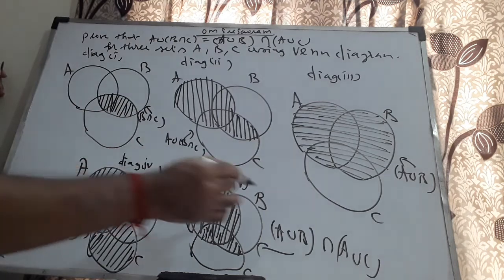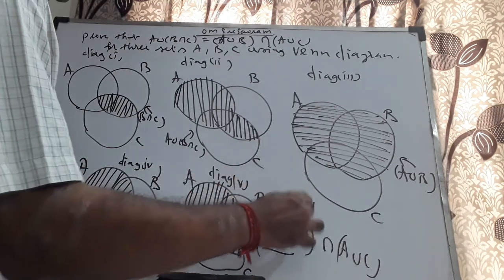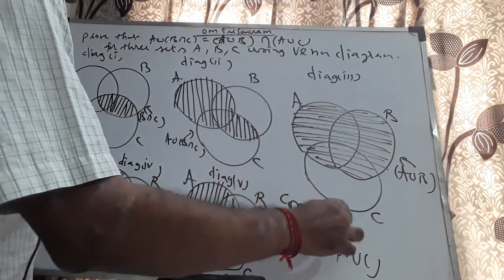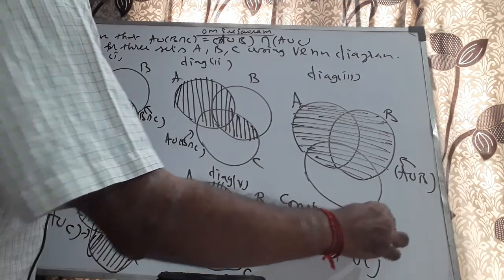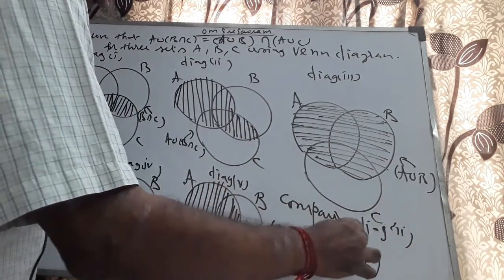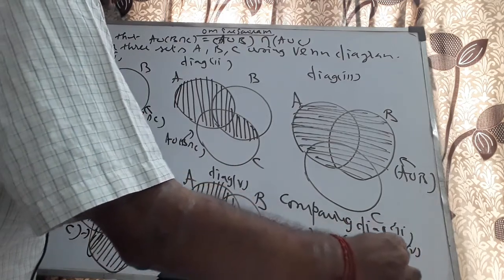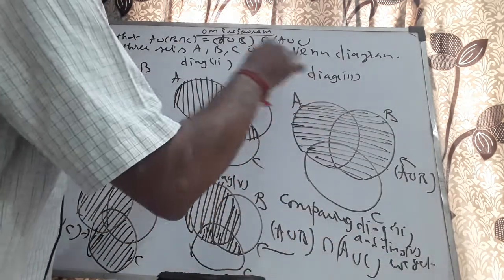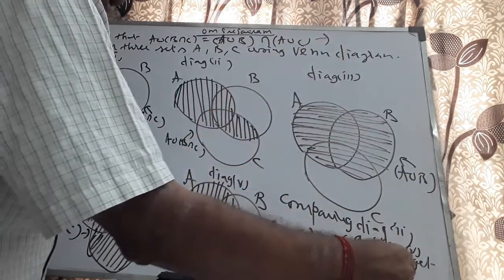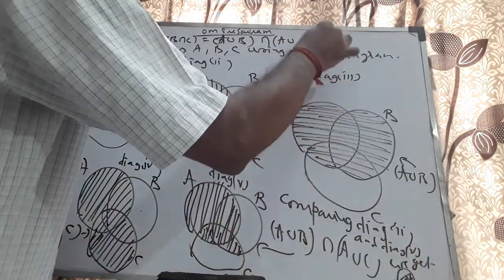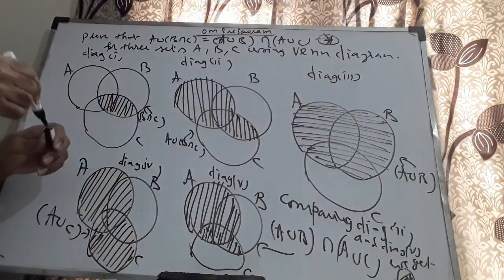Now let me write the conclusion here. Comparing diagram 2 and diagram 5, we get the result. This is the result to be taken down and written.